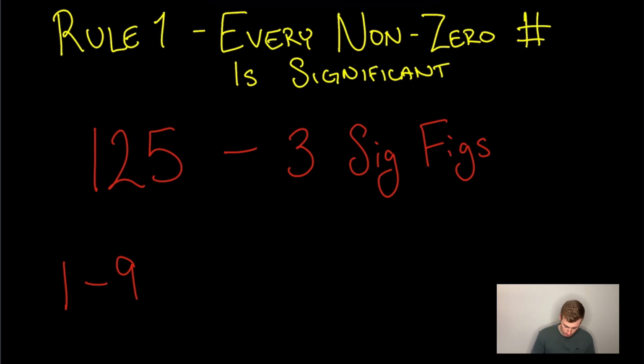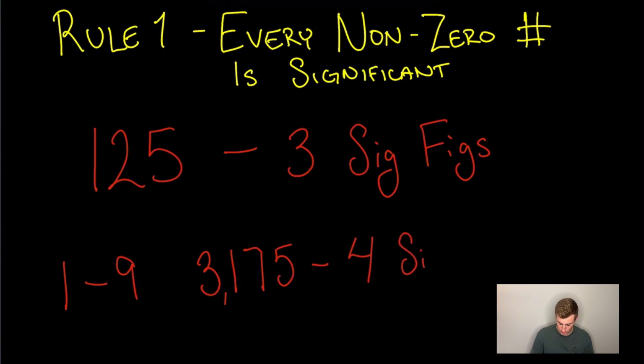Let's do another example just to make it quick and drill home the point. Let's say we have 3,175. This time we have 4 significant figures because each of those digits is not 0. So that's 4 sig figs.